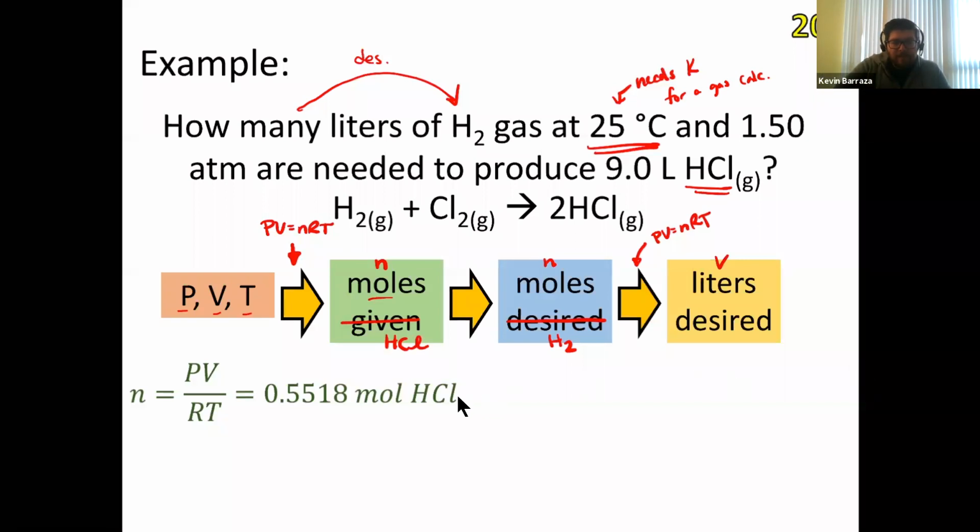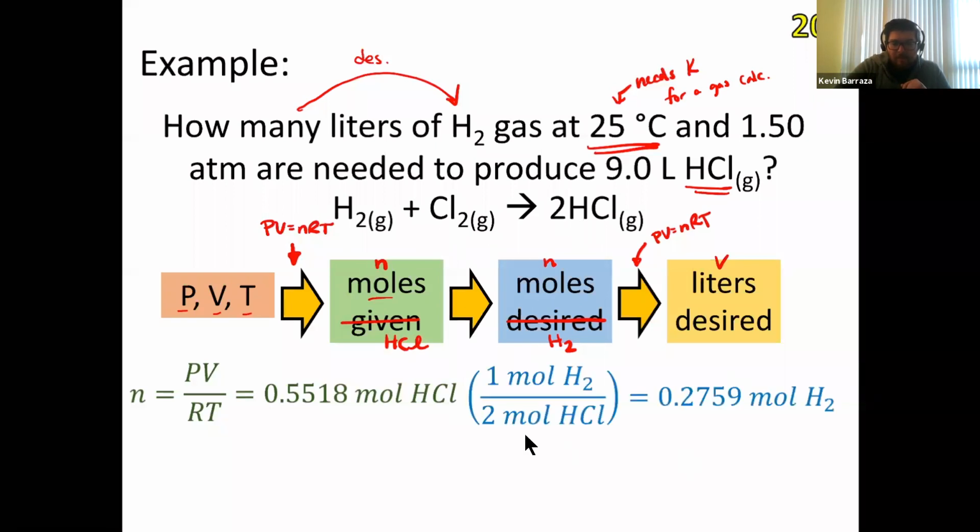Then we ask, well, this is how many moles given. To go to moles desired, HCl to H2: 2 HCl makes 1 H2. So that's where this comes in. 2 moles of HCl for 1 mole of H2. And I get this value. This is how many moles of H2 I will make.